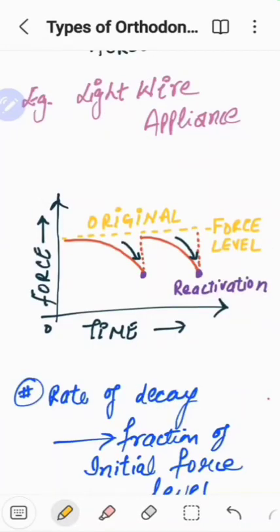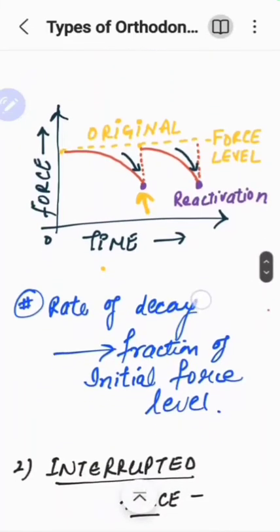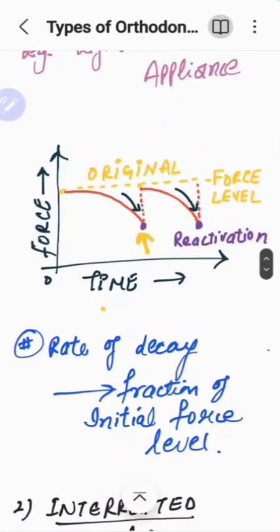If we plot a graph between force and time, what we see is this yellow color depicts the force levels, the original force levels. Whenever a force system is applied onto the tooth, there's a slight decay in the force levels, but it is very slight. At the time of appointment, it is reactivated and maintained at its original level. So we can say that the rate of decay is a fraction of the initial force levels.